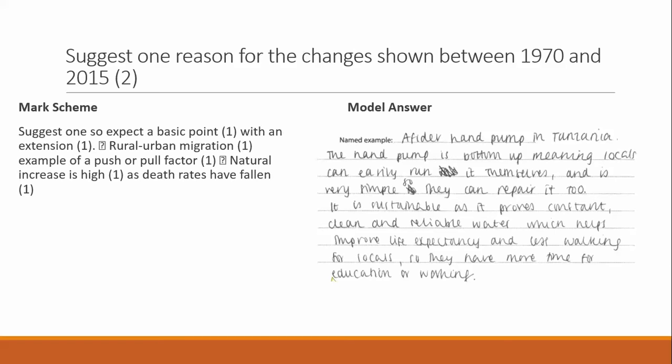You've got rural to urban migration, and then an example of a push or pull factor which will go with that, and then you've got natural increase is high, which could be down to the fact that death rates are falling. Again, quite a straightforward question. It's about making sure that you get those ideas and then develop them though, which is the critical thing.